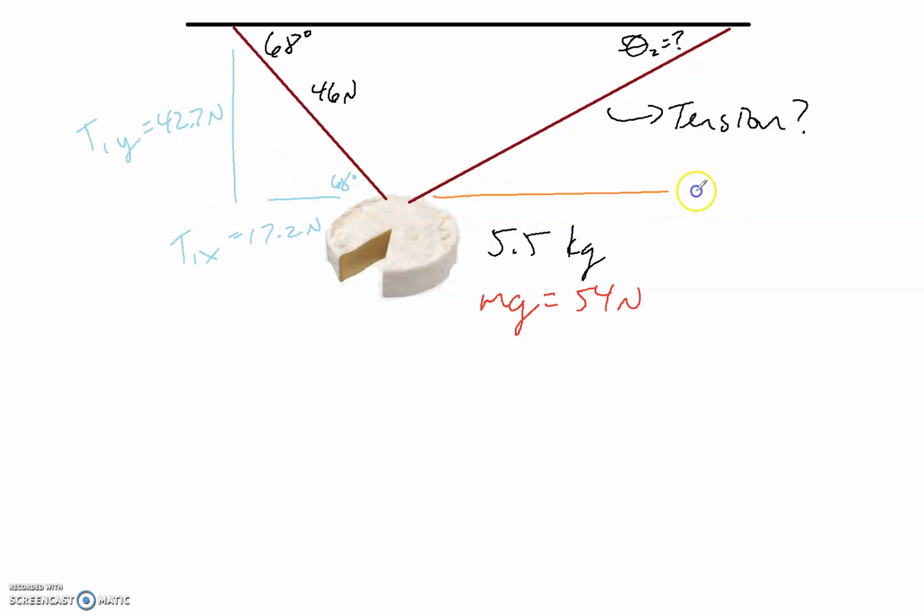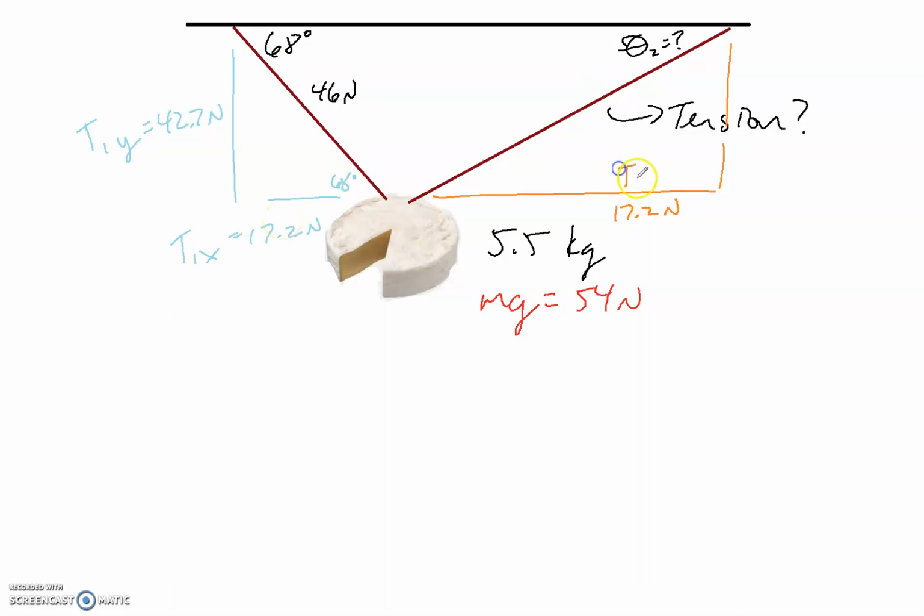Okay, so I know this one is also pulling sideways and it's also pulling vertically. Now I know it doesn't look like it because this line is way longer, but this one also has to be 17.2 newtons. Don't confuse force vectors with distance vectors and how long these things were drawn. These forces have to be equal.